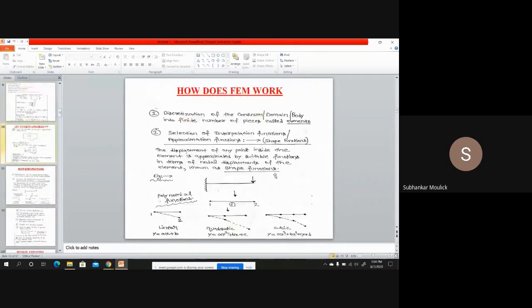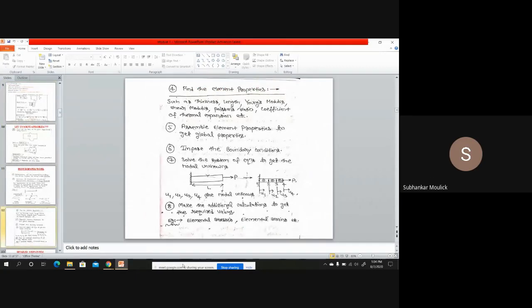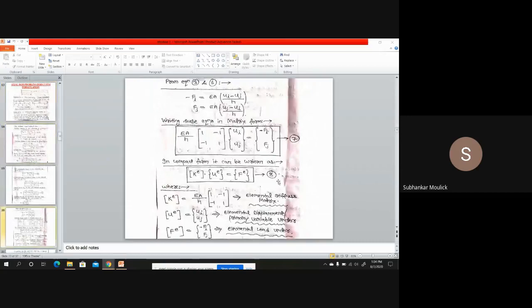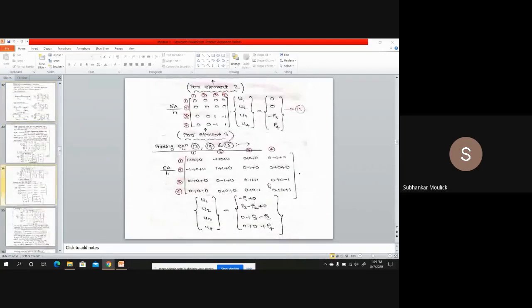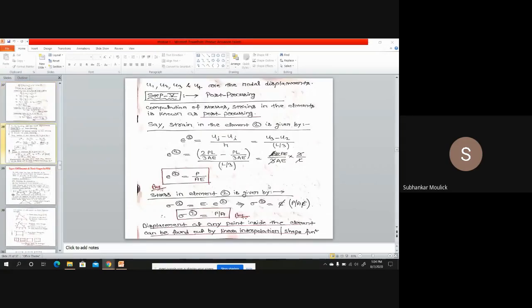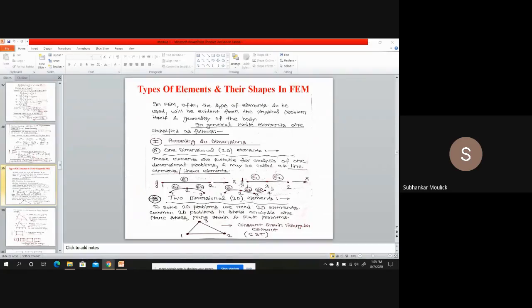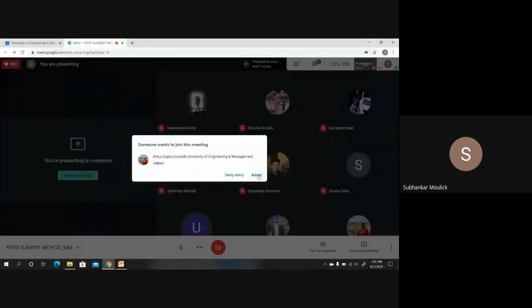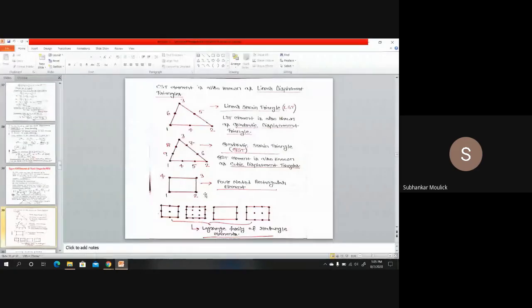Let me give you a brief recap of what we discussed in the last class. We discussed the different types of elements that we use to analyze any given structure in FEM: one-dimensional, two-dimensional, as well as three-dimensional elements. We also saw different types of 1D, 2D, and 3D elements that we use to model any given structure.